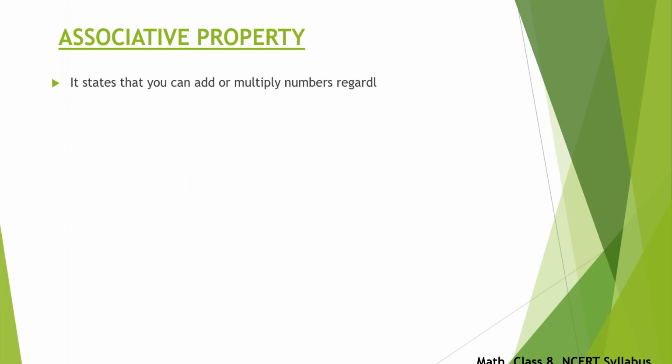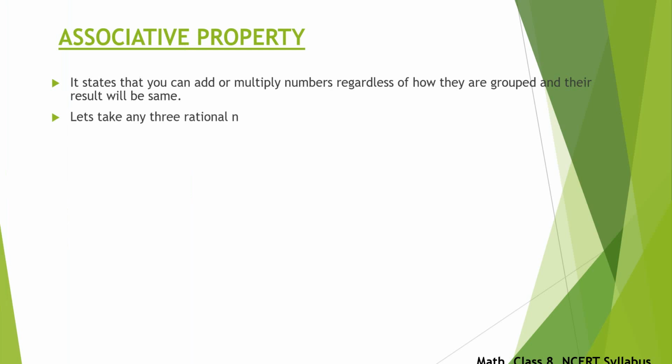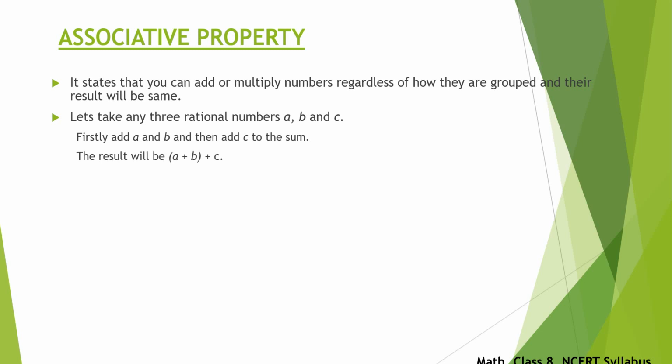Next is associative property. It states that you can add or multiply numbers regardless of how they are grouped and their result will be the same. So let us take any three rational numbers a, b and c. Firstly, we will add a and b and then add c to the sum. The result will be (a plus b) plus c. Now, first add b and c and then add the sum to a. So the result will be a plus (b plus c).